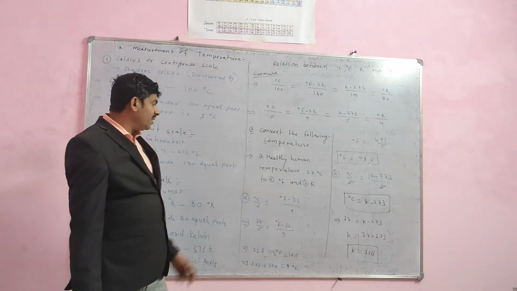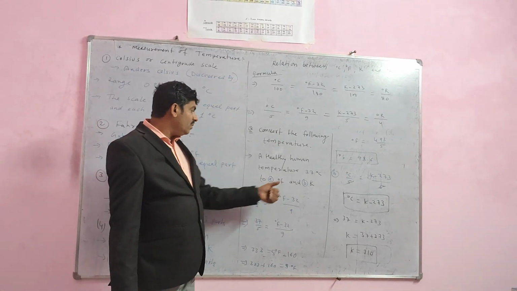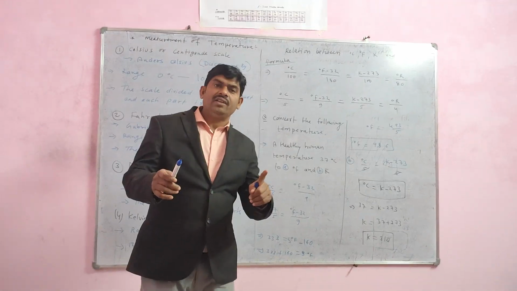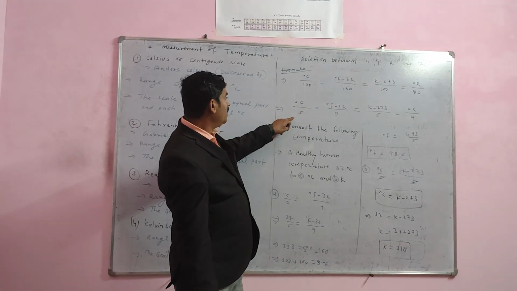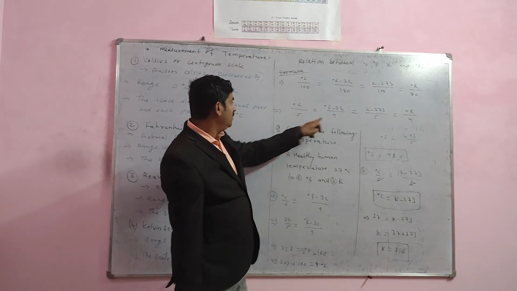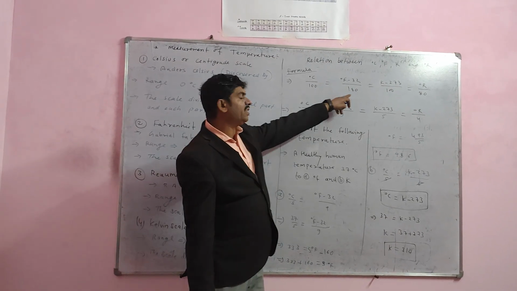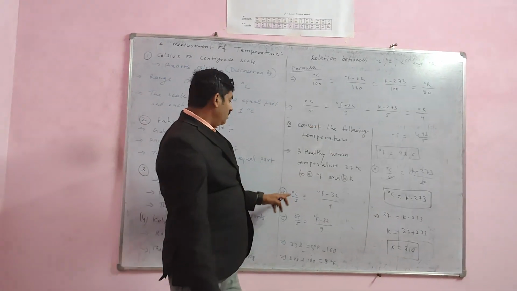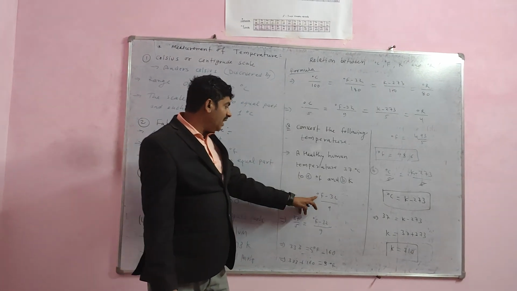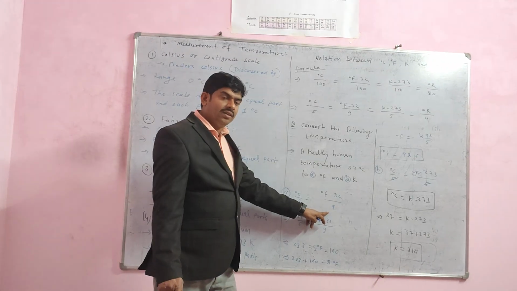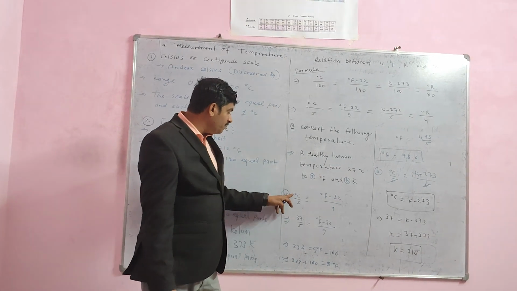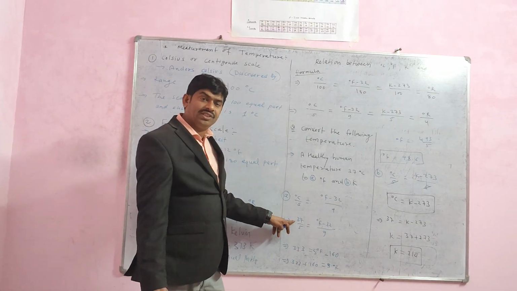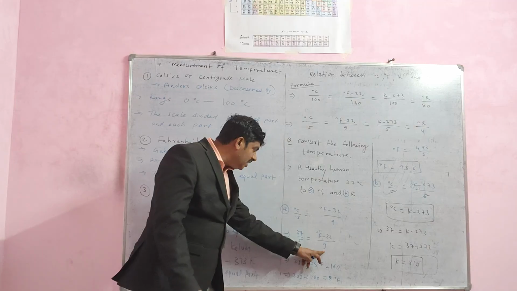First of all, I convert to Fahrenheit. If we convert centigrade to Fahrenheit, you will take the centigrade and Fahrenheit relation, either this relation or this relation. Then C upon 5 equals F minus 32 upon 9. The value given is 37 degrees centigrade. Then you put 37 in for centigrade and cross multiply.